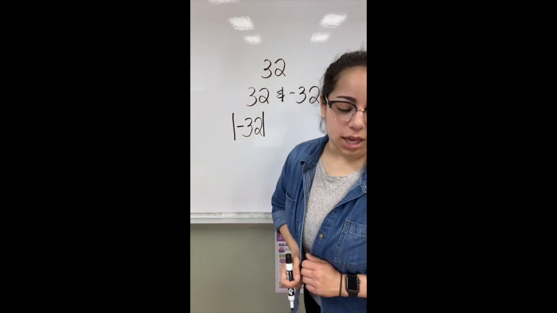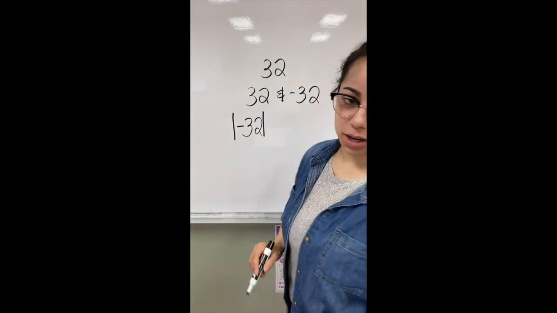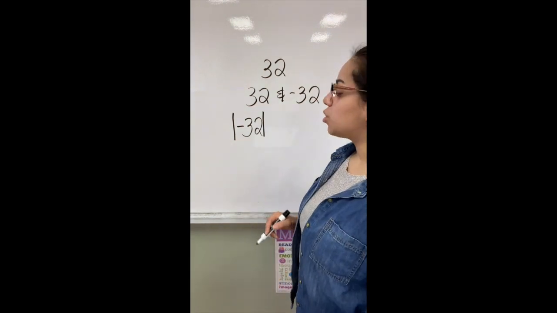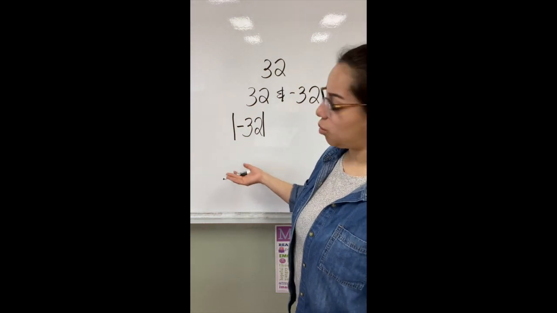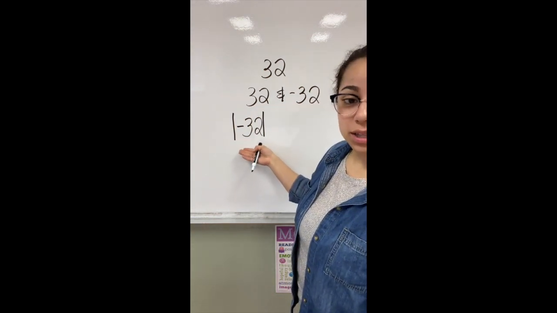The very first thing that they gave us to do was find the absolute value of negative 32. Now, I told the kids that absolute values are always the positive version of the number that's inside.